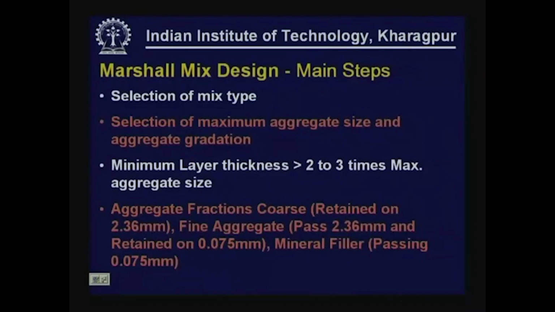The minimum layer thickness is usually more than 2 to 3 times the maximum aggregate size. This is just to give you an indication of what can be the maximum size of aggregate that you can use. It is a function of thickness of layer that we are going to provide. Similarly, the aggregate fractions are usually designated as coarse, fine, and then filler. Coarse is an aggregate that is retained on 2.36 millimeter size, fine aggregate passing 2.36 millimeter size and retained on 75 micron sieve. Mineral filler is that which passes 75 micron sieve.